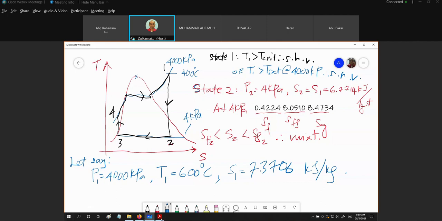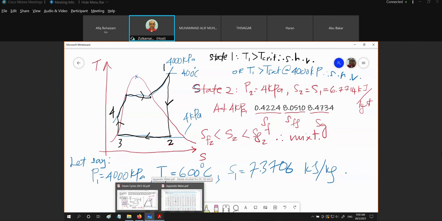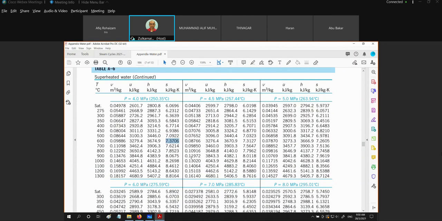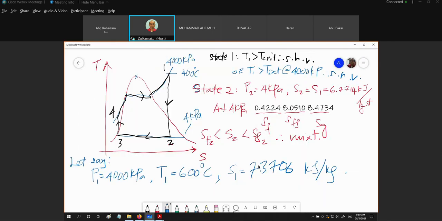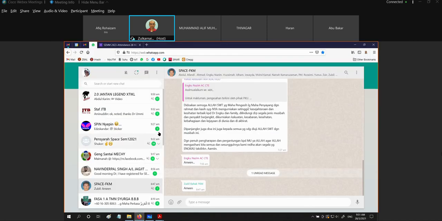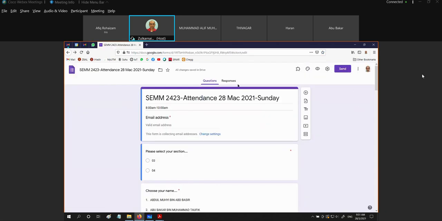So what temperature would give us more than 8.5? We want more than 8.5, and this one at 1,200. If we get that, then we will get superheated vapor at the end of the expansion process. But otherwise, state 2 is still a mixture. I don't think I'm going to get more than 1,200; there is no steam more than 1,200, it's too dangerous. Okay guys, I think that's it for today's mini lecture. Then let me look at the attendance.